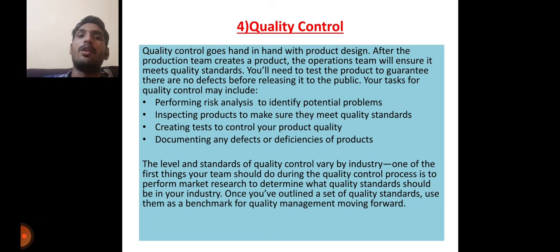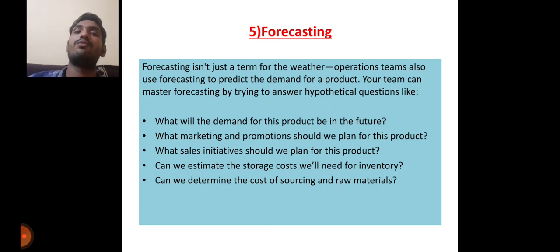The level and the standards of quality control vary by industry. One of the first things your team should do during the quality control process is to perform market research to determine what the quality standards should be in your industry. Once you have outlined a set of quality standards, use them as the benchmark for quality management moving forward.